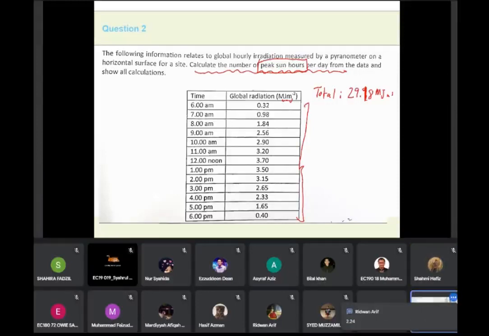Uish, 2.24. Okay. How much is the total radiance? Same. So the same, 29.18. Okay, and then the next, what are we going to do? Divide. Divide by what? Divide by hours. Divide by what? Syuhada.